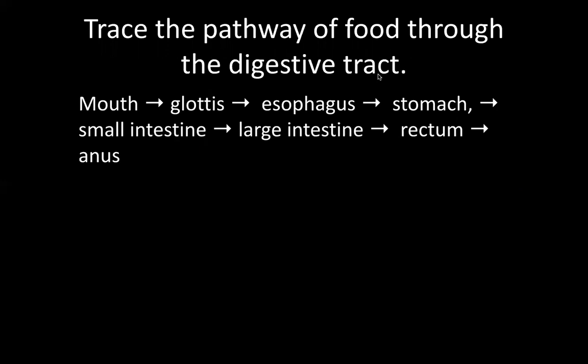Now, for the questions for the digestive system, trace the pathway of food through the digestive tract. So it starts with the mouth, where the food undergoes mastication, passes through the glottis that ensures that only solid particles go through the digestive tract, and that they do not go to the respiratory system. The food then goes to the esophagus, the stomach, where majority of the contents are digested, small intestine for absorption of most biomolecules, large intestine for absorption of water and vitamins, rectum for temporary storage of undigested products, and anus for expulsion to the environment.